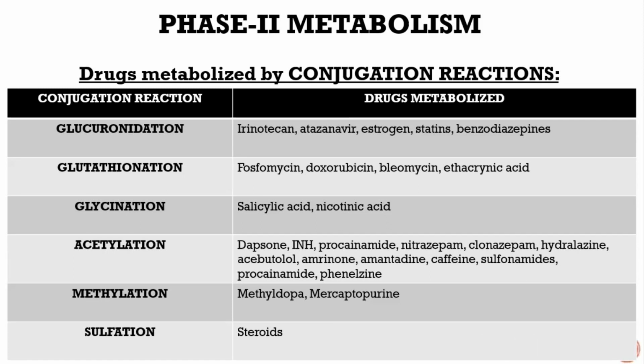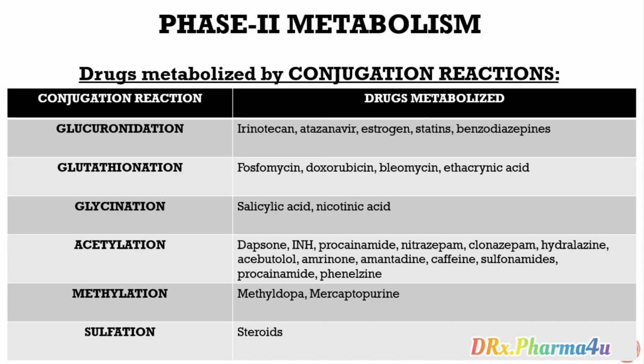Then we come to glutathionation. The drugs metabolized are fosfomycin. Fosfomycin is an antibiotic which is usually given in severe conditions. Doxorubicin is an anti-cancer agent. It has a very important side effect of causing cardiomyopathy. Bleomycin is also an anti-cancer agent. It also causes pulmonary toxicity. It's a very significant side effect. Ethacrynic acid is actually a loop diuretic. It is not used nowadays because it has a high risk of causing ototoxicity, that is hearing loss.